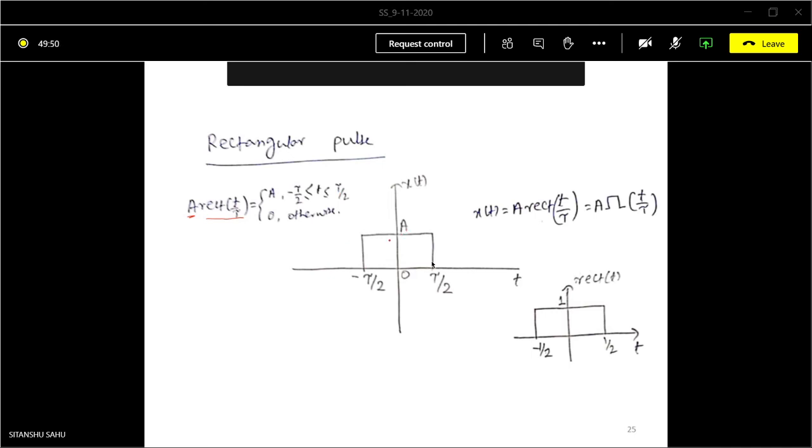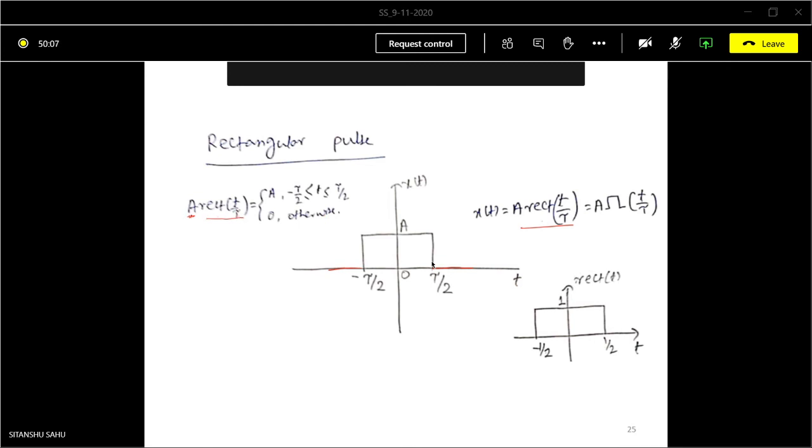So here its value is A, and after minus tau by 2 the value is 0. After plus tau by 2, the value is 0. So this is a rectangular function, and it is defined like this: rect of t by tau.